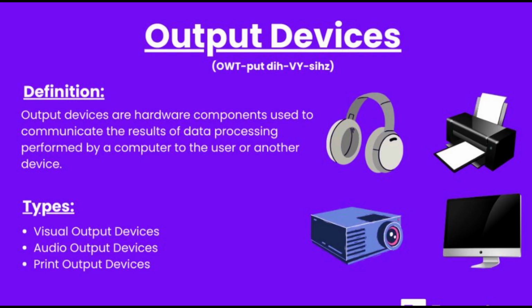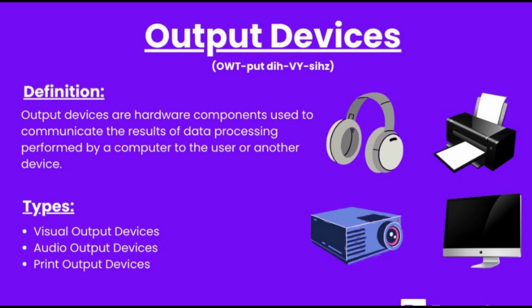Output devices examples. Output devices are tools that show us what a computer is doing. They turn the computer's work into things we can see, hear, or feel. For example, a monitor shows pictures and videos, a printer gives us printed pages, and speakers play music or sounds. Each output device has its own job to do, helping us understand and use the computer better.